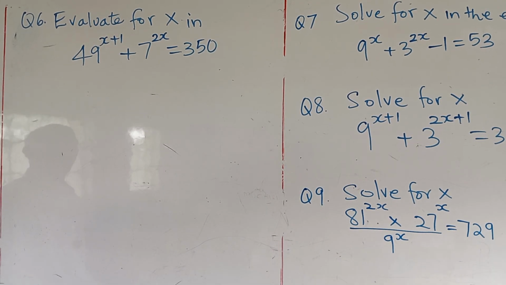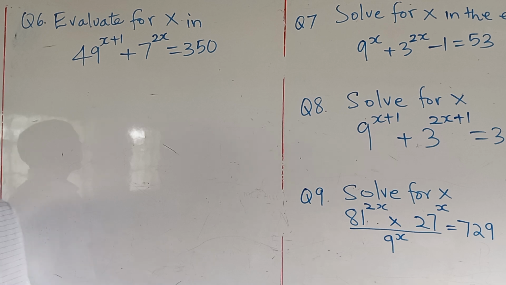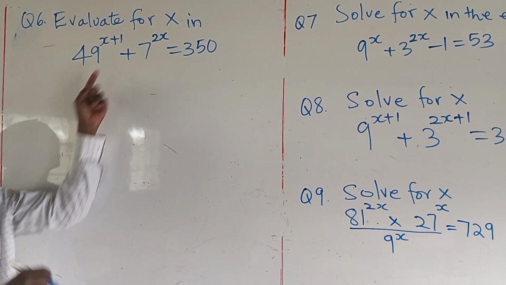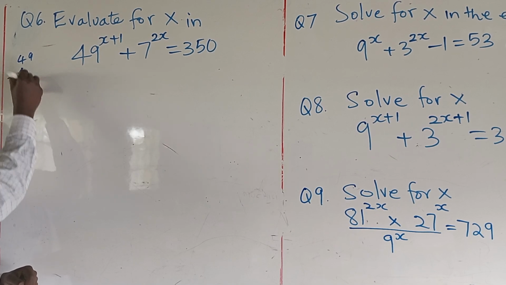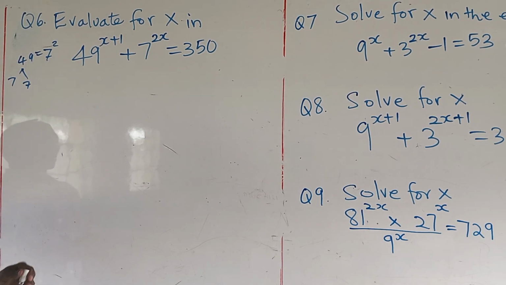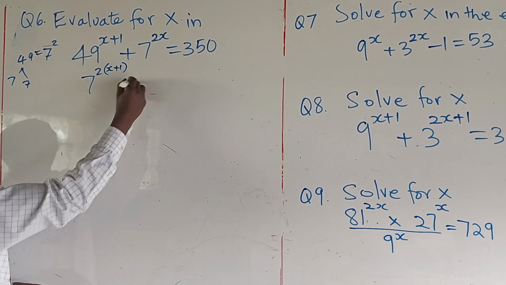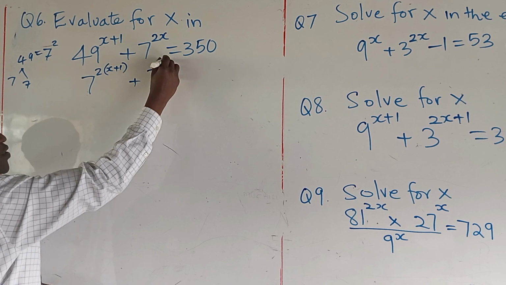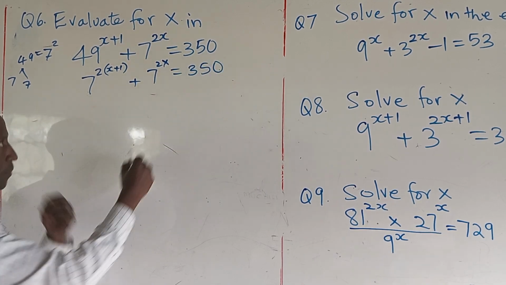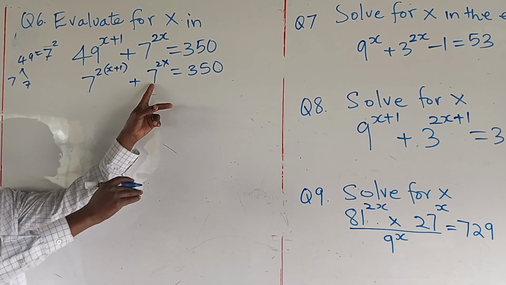Welcome back. In our question number 6, we have the question: evaluate for x in the equation 49 raised to the power of x plus 1 plus 7 raised to the power of 2x is equal to 350. So in this case, the trick here is to identify 49 as having the 2, that is 7 to power 2. 49 can be expressed as 7 to power 2. Then we replace the power, x plus 1, add it here to 7 power 2x, and we can equate this to 350. We have taken 7 so that we may match with the base 7 already used here.